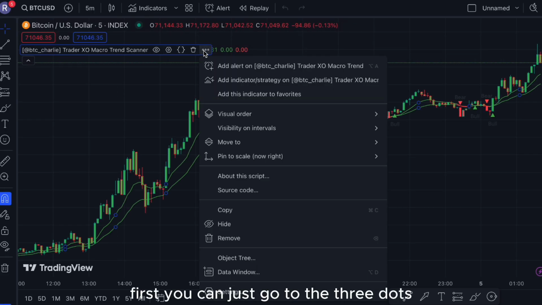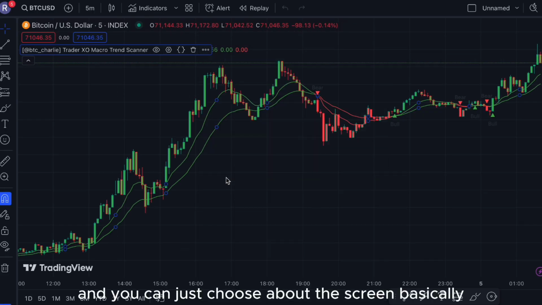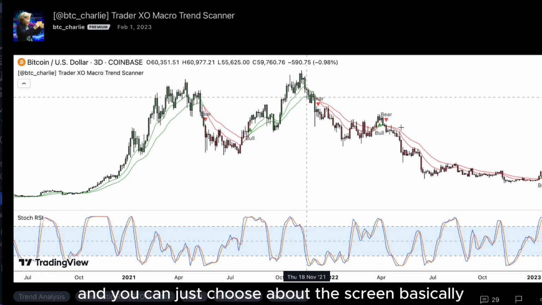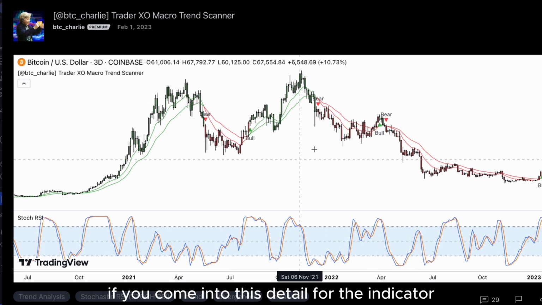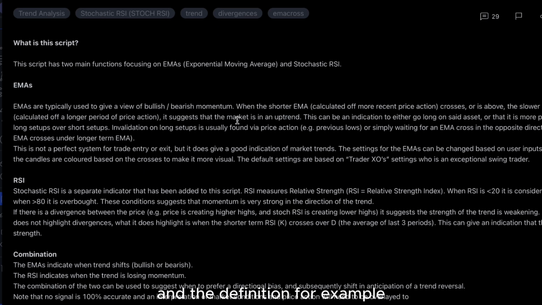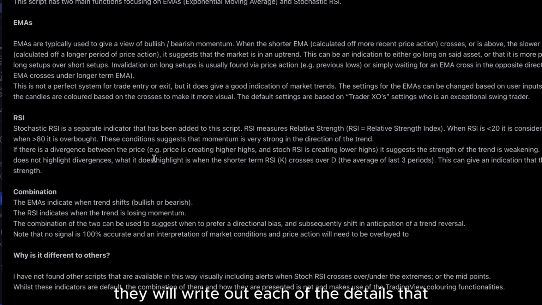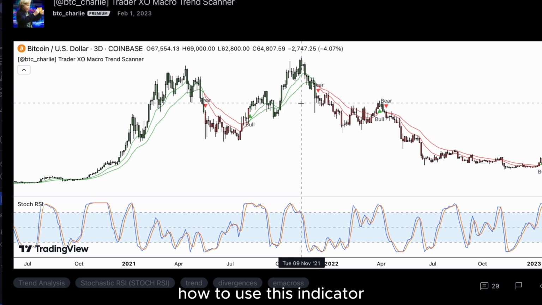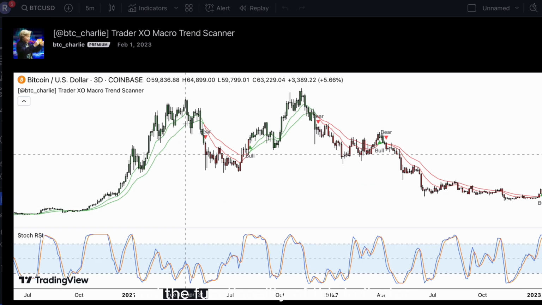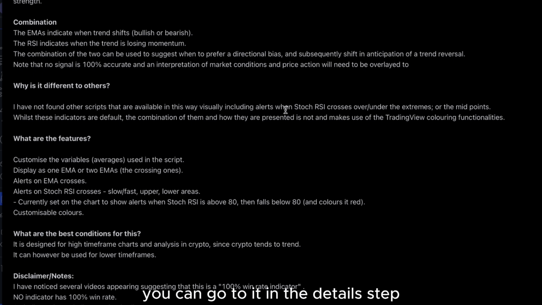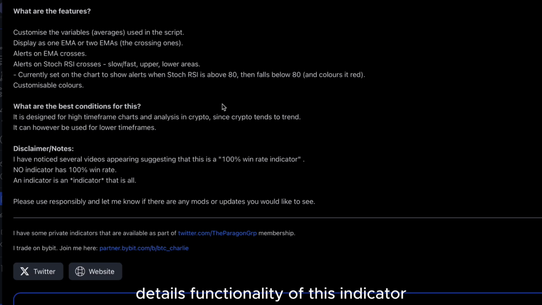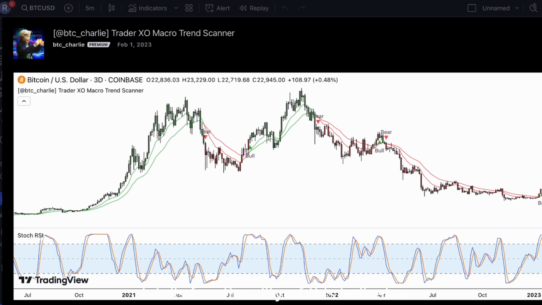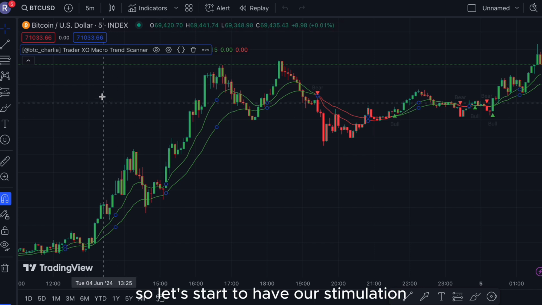First, go to the three dots and choose About this script. It will bring you to the details of the indicator and its definition. For example, they write out the details of how to use this indicator and its functionality. You can go through it in the details tab, and it also shows the features, details, and functionality of this indicator. So let's start our simulation.